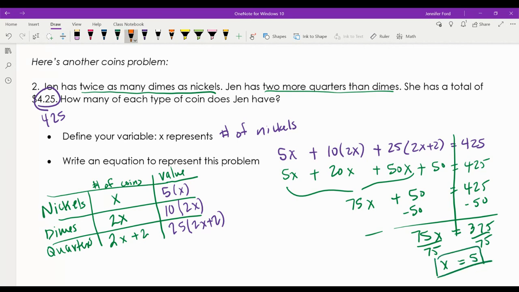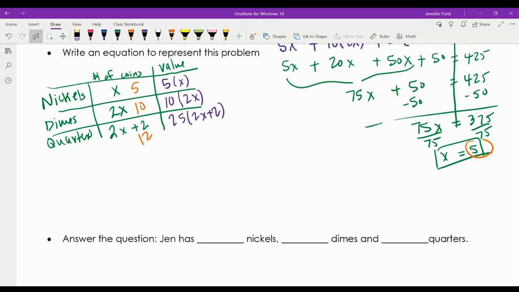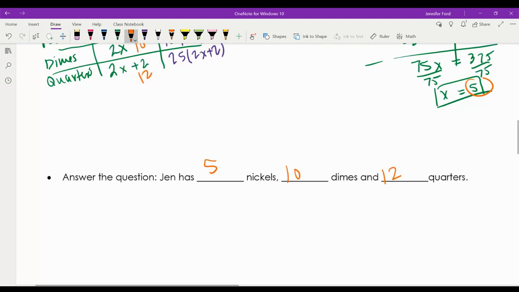So I'm going to use this x equals 5. I've got 5 nickels, 10 dimes, and 12 quarters. So I have 5 nickels, 10 dimes, and 12 quarters. All right.